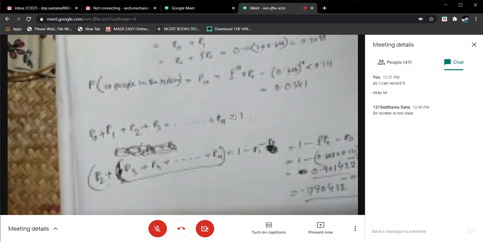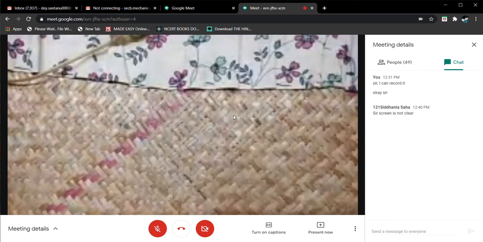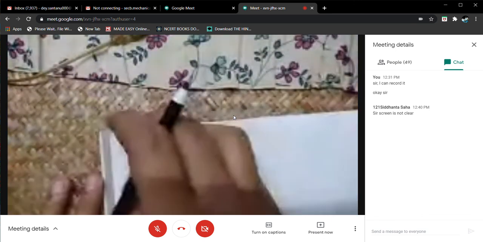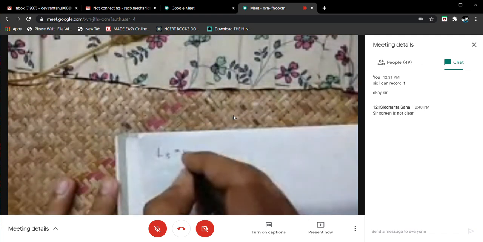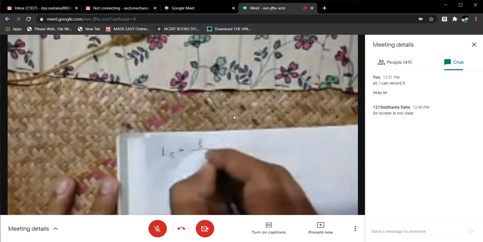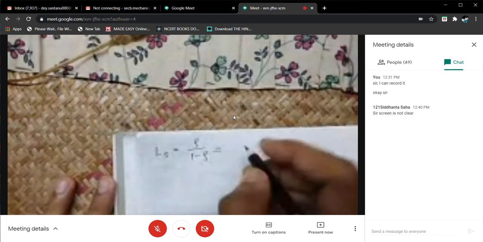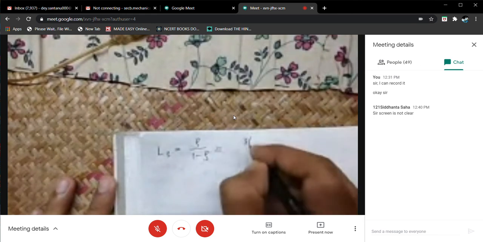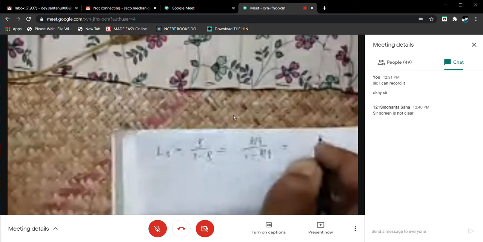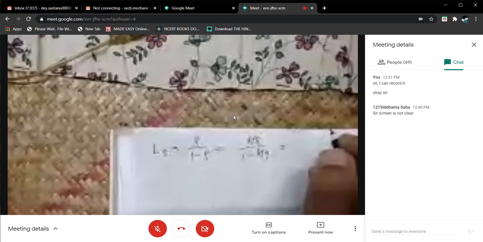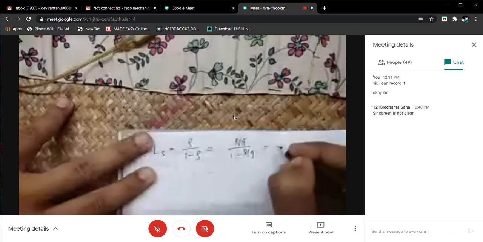So we will go directly into the formulas. LS is rho by 1 minus rho. This is what you have to remember. You put the values: 8 by 9 divided by 1 minus 8 by 9. You get 8 by 9 by 1 by 9, so 9 will be cancelled out and you get 8.